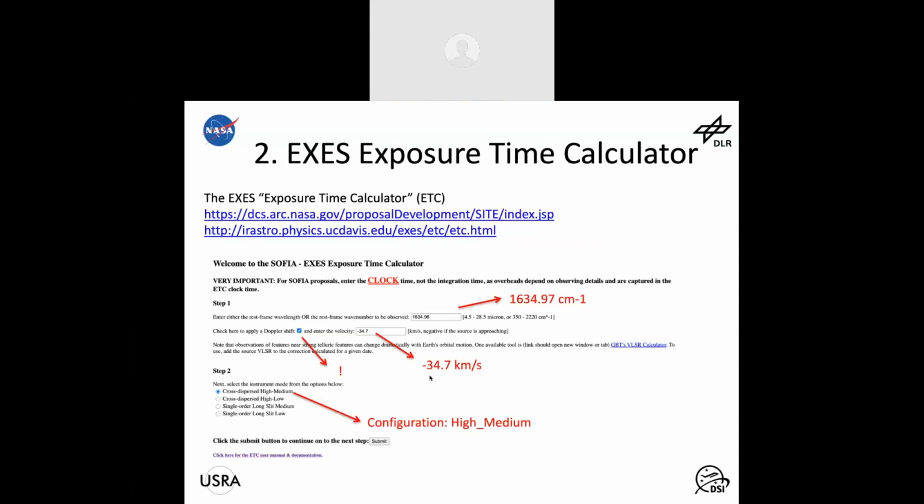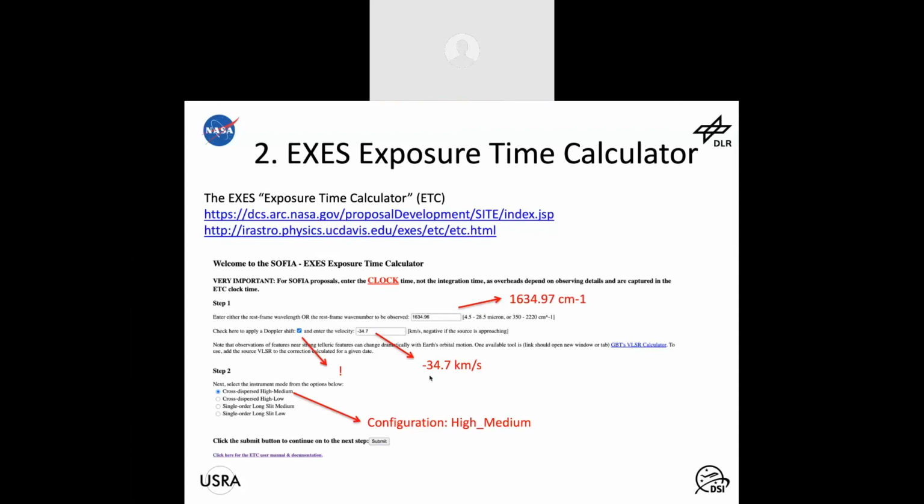Thank you. So you take this information and you go to the EXES exposure time calculator, which is hosted by the UC Davis PI team, and it's linked from the site. This is the first page that you get to when you access the exposure time calculator. It will ask for the rest frame wavelength or the rest frame wave number that you want to observe. You can enter either because the numbers don't overlap. It'll know what you're talking about.